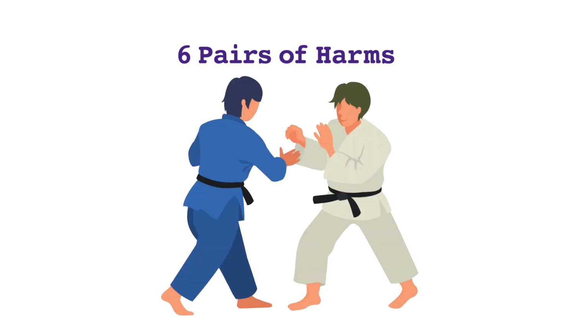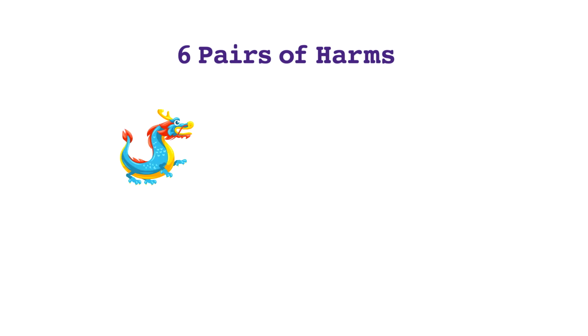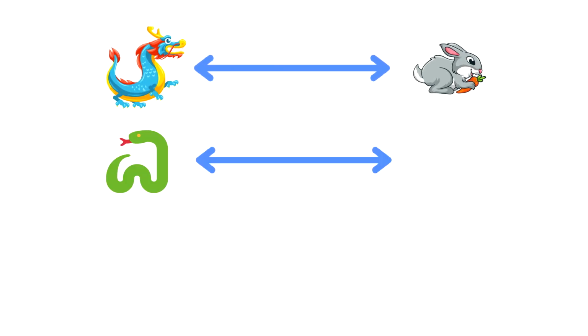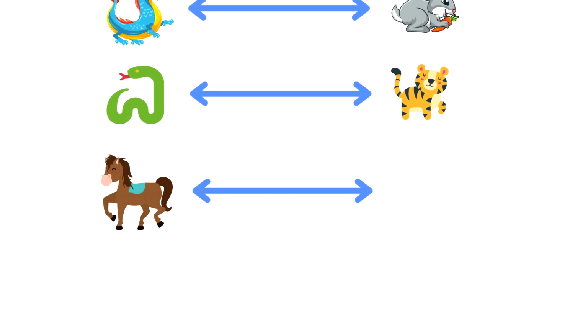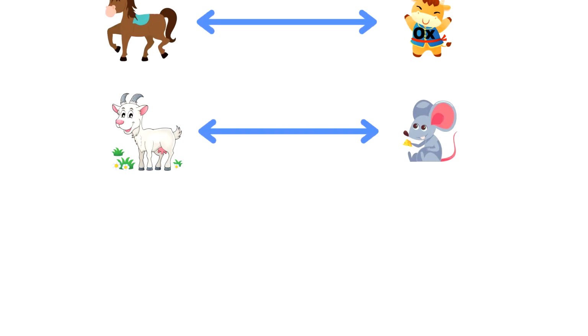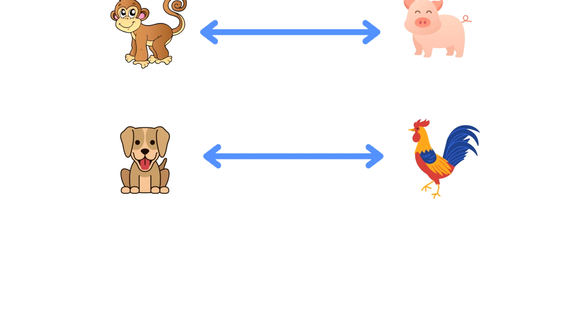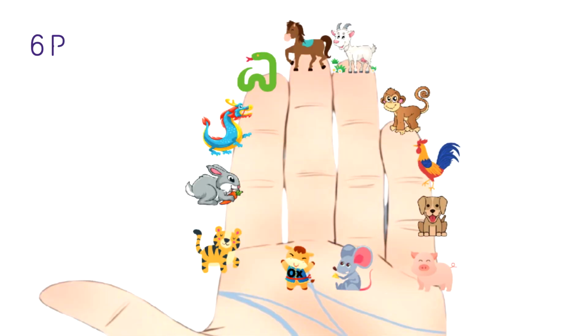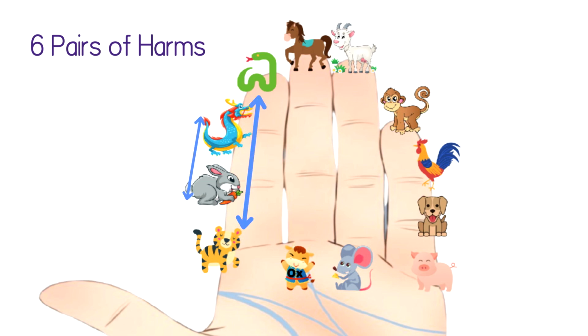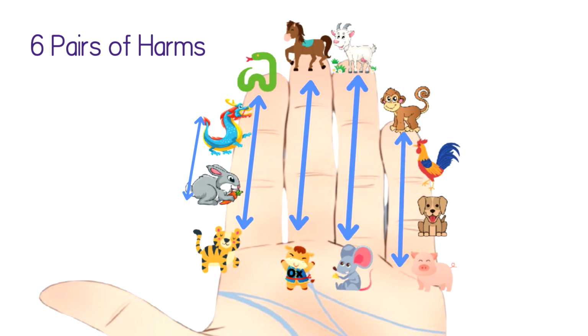Now let's have a look at the 6 pairs of harms. Although they are not as bad as the conflicting signs, they are still negative. The 6 pairs of harms are dragon and rabbit, snake and tiger, horse and ox, goat and rat, monkey and pig, dog and rooster. Now let me show you an easy way to remember the 6 pairs of harms on your palm. Moving from left to the right, each pair of harms are on a vertical line parallel to your fingers.